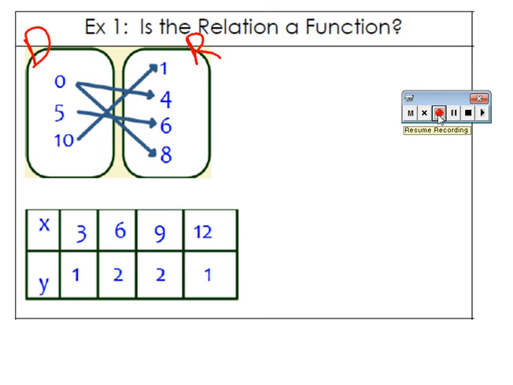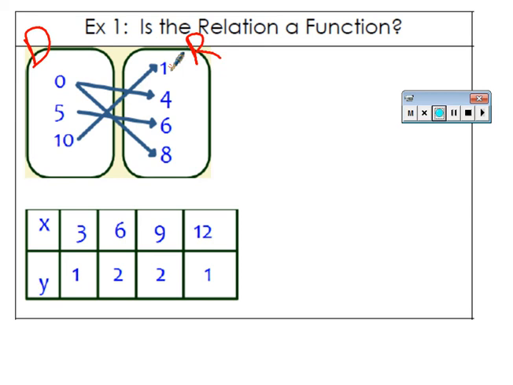Let's look at these examples. Whenever our values are given in a Venn diagram, we have three values in the domain set. Domain is on the left and range is on the right. From domain to range, we have 0, 5, 10 paired up with 1, 4, 6, and 8. Our 0 value is being paired up with 4, and at the same time it's being paired up with 8. 5 is matching to 6, and 10 is going to 1.